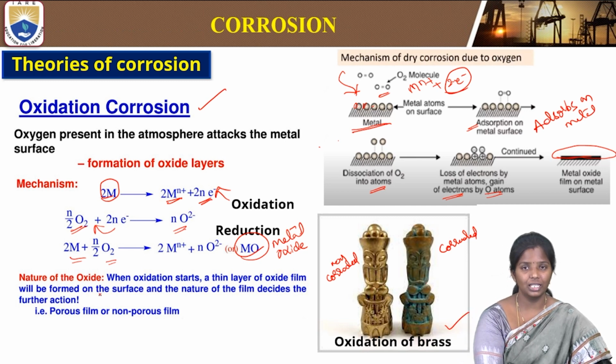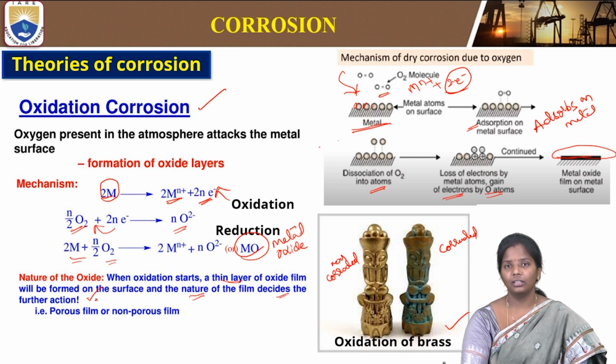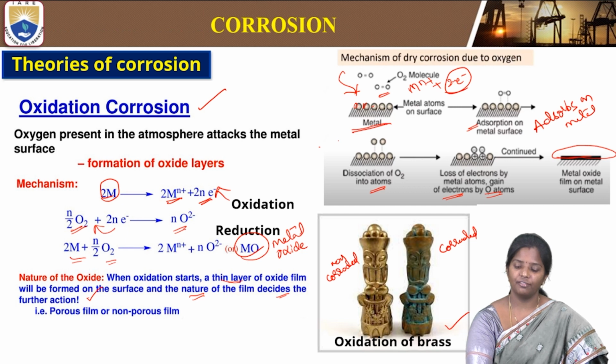So the nature of the oxide is also very important. When oxidation starts, a thin layer of oxide film will be formed on the surface, and the nature of the film decides the further reaction. Depending on whether the formed layer is porous or non-porous, the further reaction will take place. So we will see in detail how the different oxide layers will facilitate the corrosion.